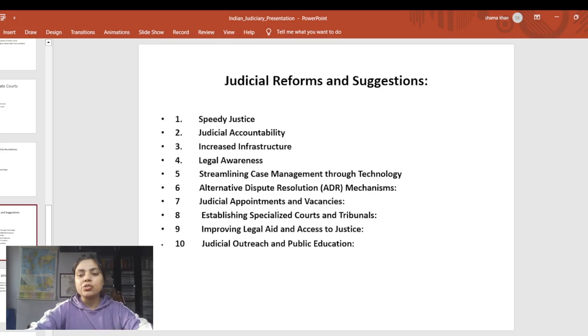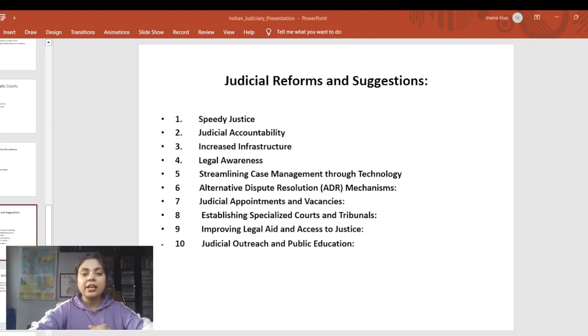Now we are seeing judicial reform and suggestions. If we look at this topic, the first point which I have mentioned here is speedy justice. We have to promote alternative dispute resolution like mediation and arbitration. We have to implement technology in order to provide justice on time, like e-filing and virtual hearing in courts.